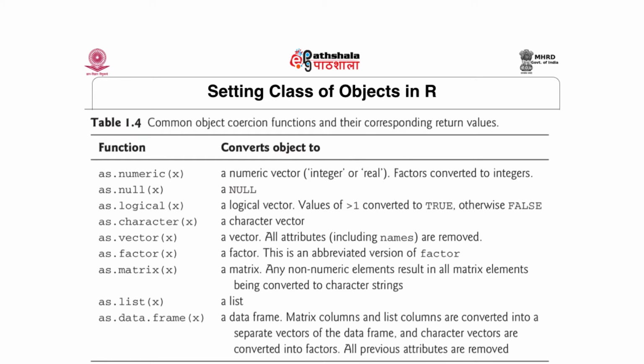Very useful is if you take a matrix, we'll learn about matrix in a second, and then convert that into a data frame. You can say as.data.frame, and then within parentheses the name of that particular object. When you do this, you can set any matrix in the form of a data frame. So these are really very useful ways in which you can convert one object to another.